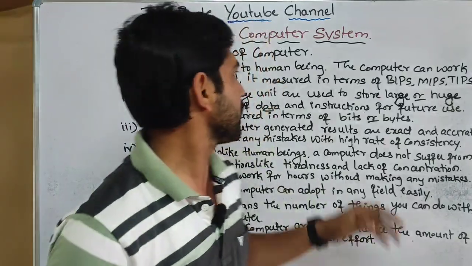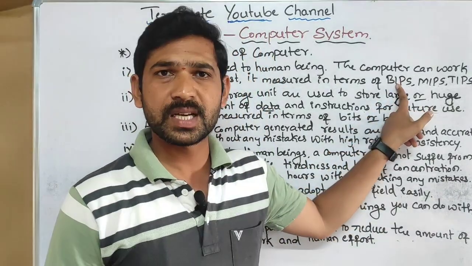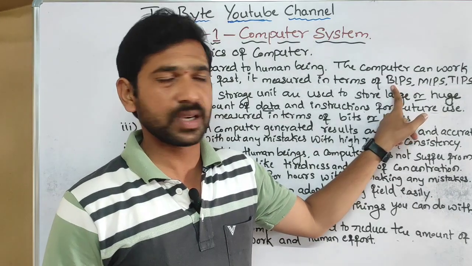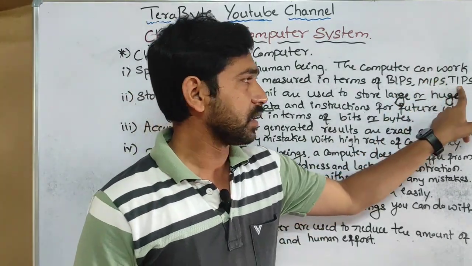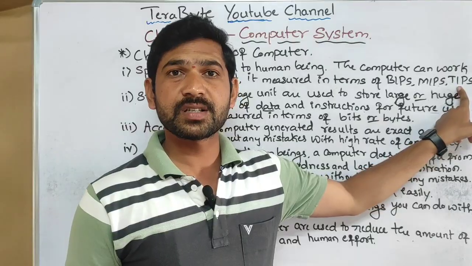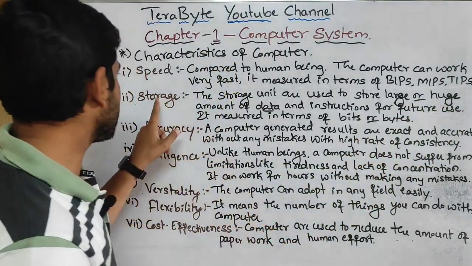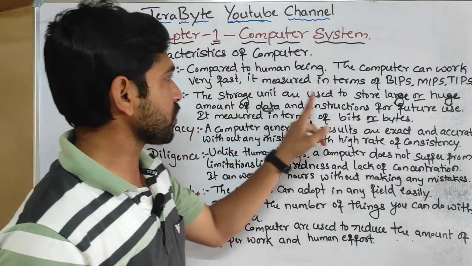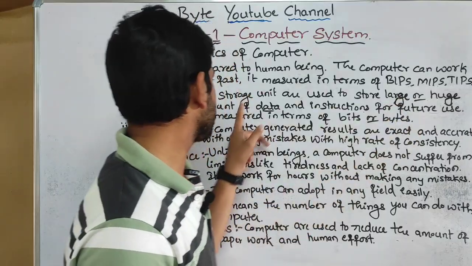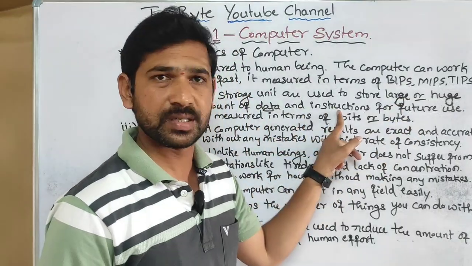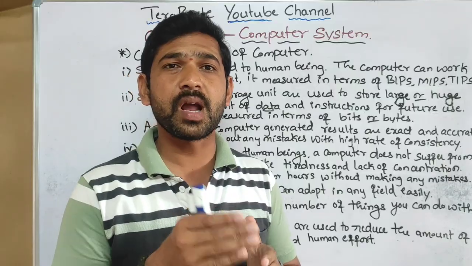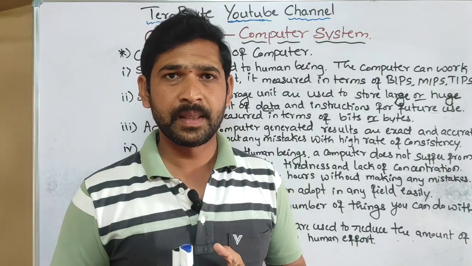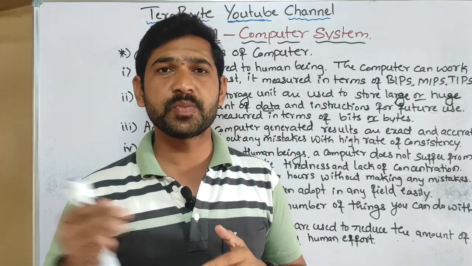Then the speed of the computer is measured. BIPS stands for billion instructions per second. MIPS stands for million instructions per second. TIPS stands for trillion instructions per second. Second one, storage. The storage unit is used to store a large or huge amount of data and instructions for future use. The computer memory is used to store a large or huge amount of data and instructions for future use purposes.